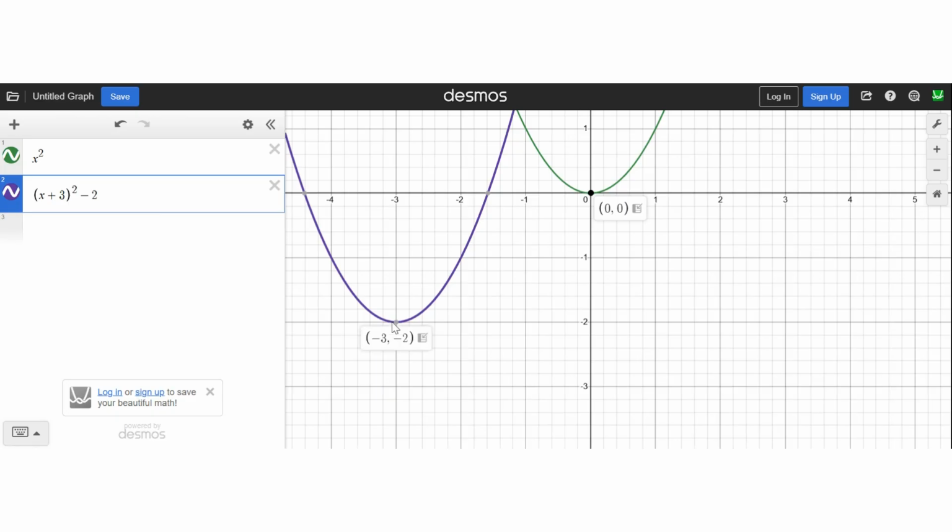The easiest way is to go from vertex to vertex. Again, the vertex is where it changes direction. So the vertex is always this tipping point right here. So we're going to go from this green point to this point down here and see how we get there. Let's start counting. We're going to go left first: 1, 2, 3. So we went 3 to the left and 2 down.